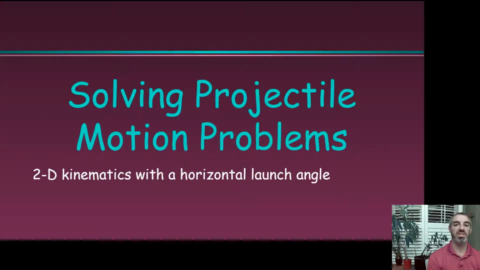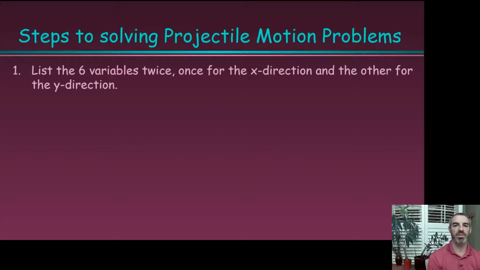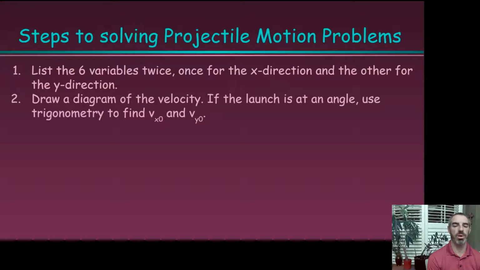First thing we're going to look at is the steps to solving these problems. It's important to note that the first step is listing all 6 variables in the vertical direction and horizontal direction. So we have 2 directions. Remember, there are 2 different 1D kinematic problems. Then we're going to draw a diagram of the velocity.